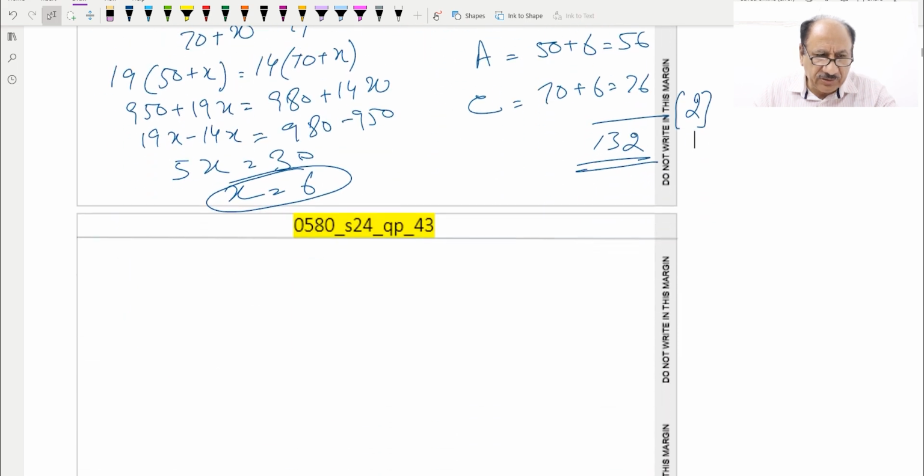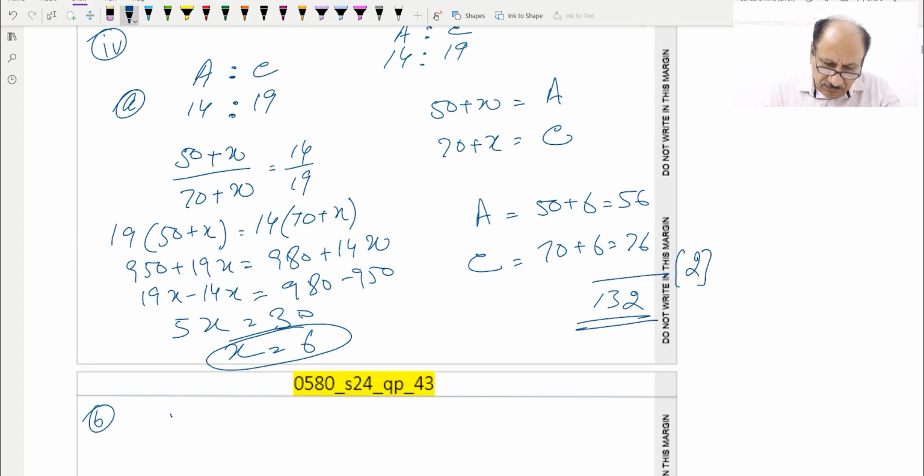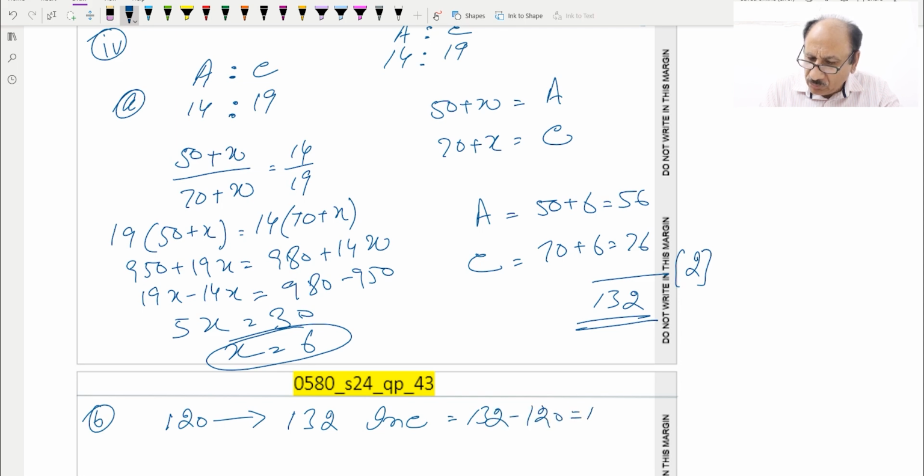to the next part, and next part says, if we go to the B part, B part says calculate the percentage increase in the total number of members from 2023 to 2024. So there's an increase, like the number is increasing from 120 to 132. So the increment will be 132 minus 120, which is equal to 12.